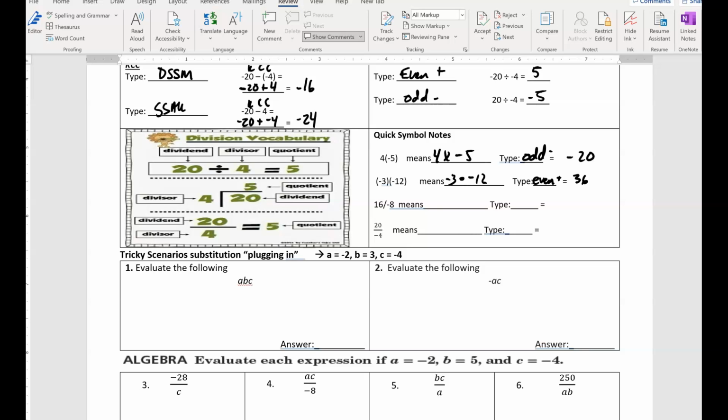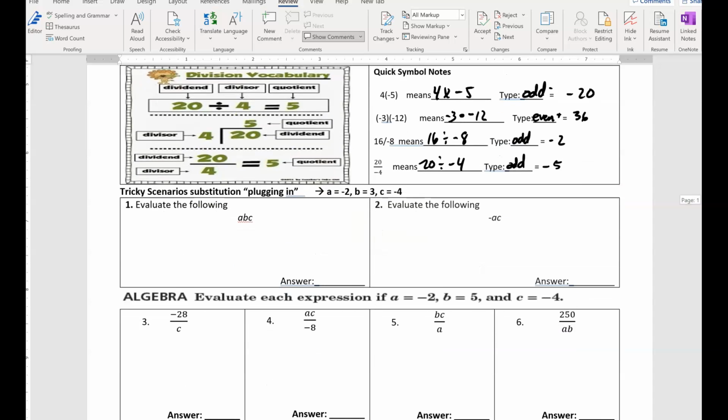For division, you could see a division sign, or you could just see this slash. So this means 16 divided by negative 8. This is odd, because there's only one negative sign. So that's negative 2. And you could see it written like a fraction. This still means 20 divided by negative 4. This is also odd, because there's only one negative sign, so that is negative 5.